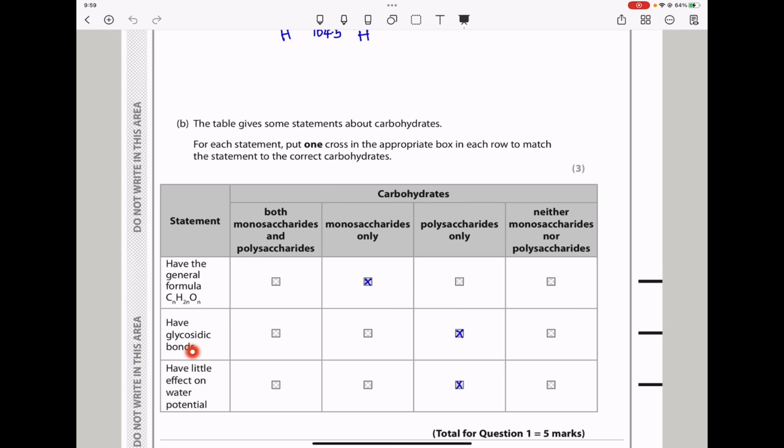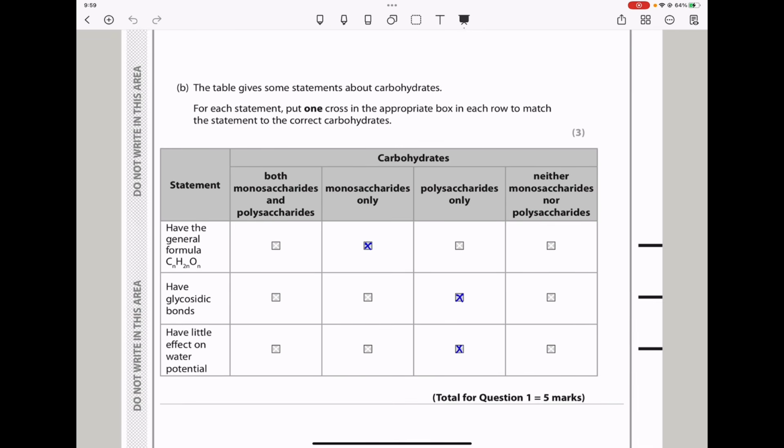Have a glycosidic bond. This is for polysaccharides only, we can see that. And then have a little effect on water potential. That is going to be for polysaccharides only. So this brings us to the end of question 1. Let's continue to question 2.